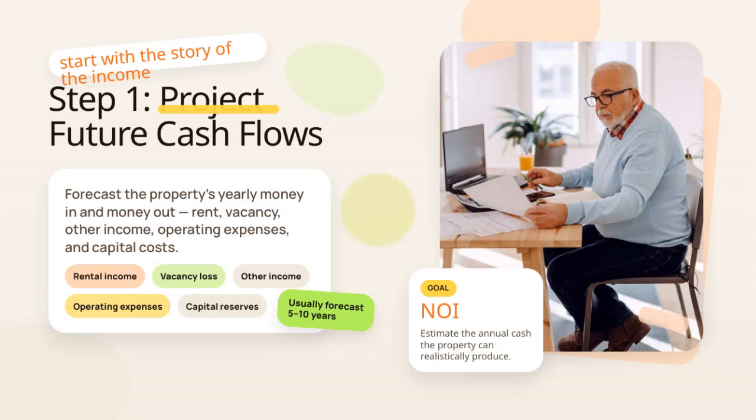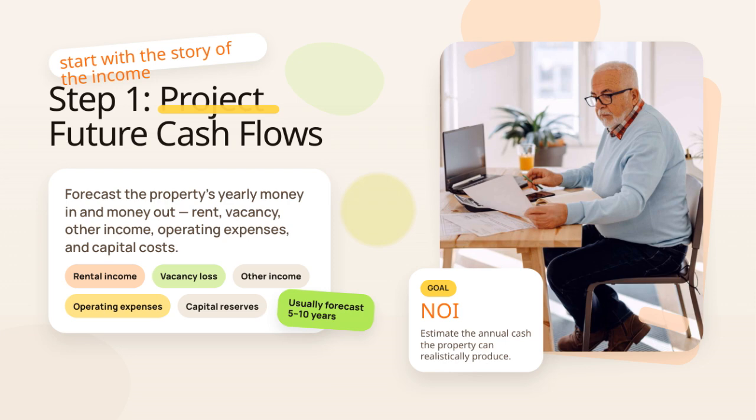When we talk about projecting future cash flows, the first step is to forecast the property's yearly money coming in and going out. This includes rental income, which is the main source of revenue. Then we consider vacancy loss, which accounts for times when the property isn't rented out. We also factor in other income, such as fees or additional services the property might offer. On the expense side, we look at operating expenses, things like maintenance, management, utilities, and insurance. Capital reserves are also important. These are funds set aside for major repairs or improvements down the line.